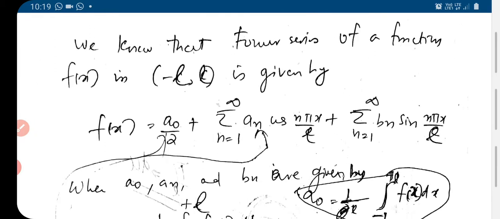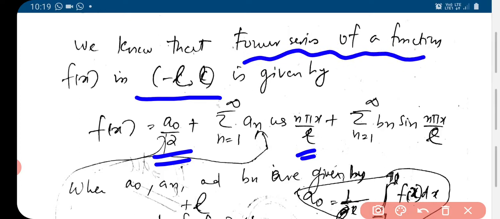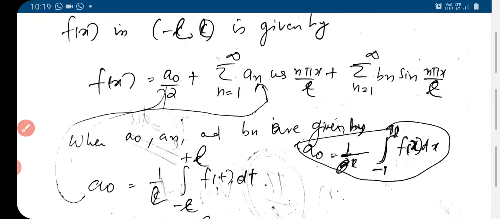We know that the Fourier series of a function f of x in the range minus L to plus L is given by f of x equal to a0 by 2 plus sigma n equal to 1 to infinity an cos n pi x by L plus sigma n equal to 1 to infinity bn sin n pi x by L, where a0, an, bn are coefficients that can be obtained like this.